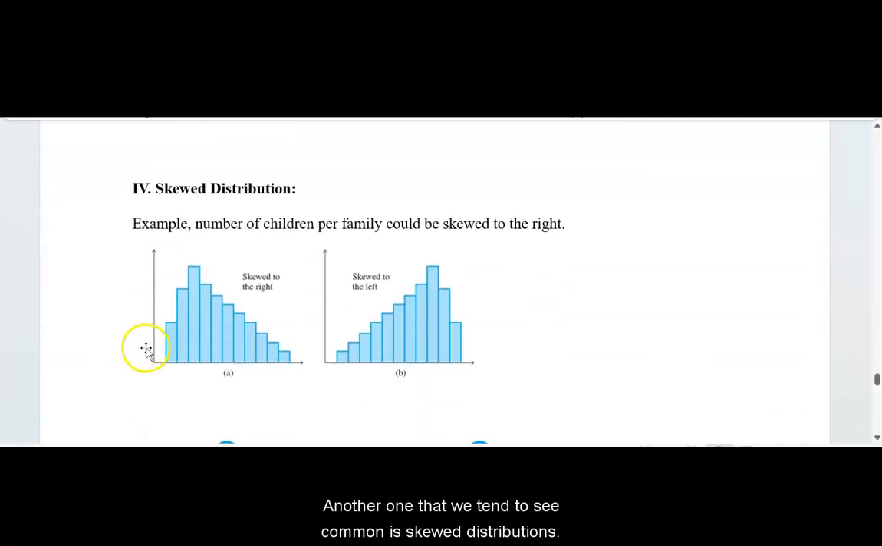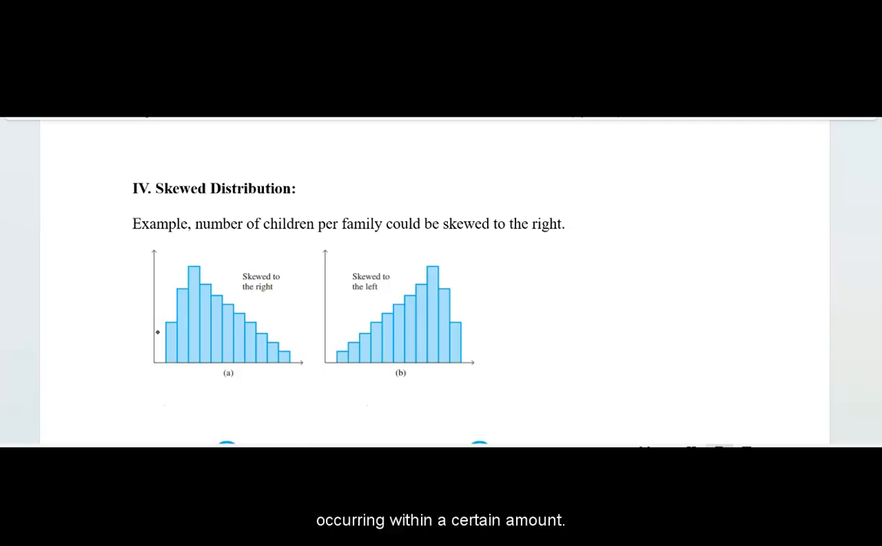Another one that we tend to see commonly is skewed distributions. What happens here is you look at this graph, and you can see that you have a majority of the frequency occurring within a certain range, but then you start to see it trail down here. Notice as it's trailing, I'll show you how I show my shape. I'm just going to draw it real quick.